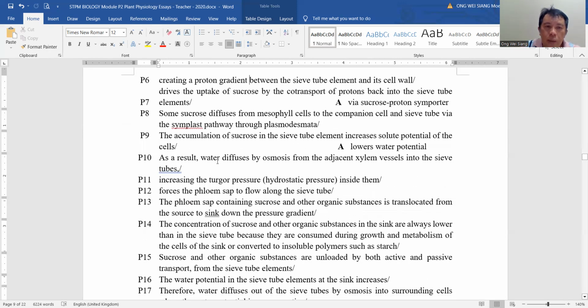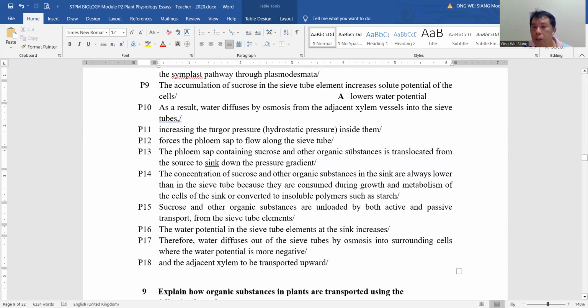So as a result, water diffuses by osmosis from the adjacent xylem vessel into the sieve elements. This increases the turgor pressure, which is known as the hydrostatic pressure, inside the sieve elements near the source. It forces the phloem sap to flow along the sieve tube. The phloem sap containing sucrose and other organic substances is translocated from the source to the sink down the pressure gradient. Here is the pressure gradient.